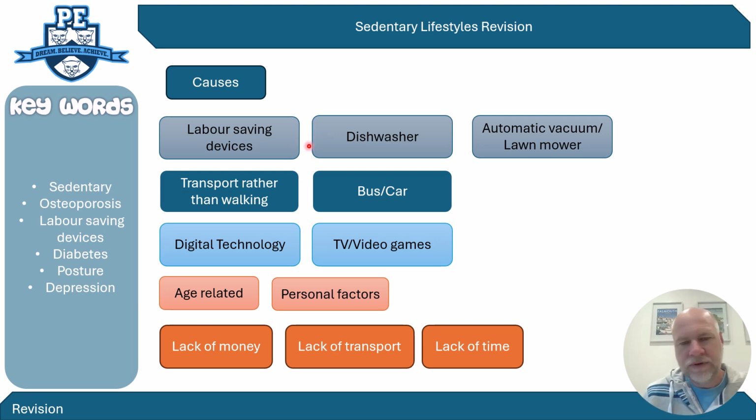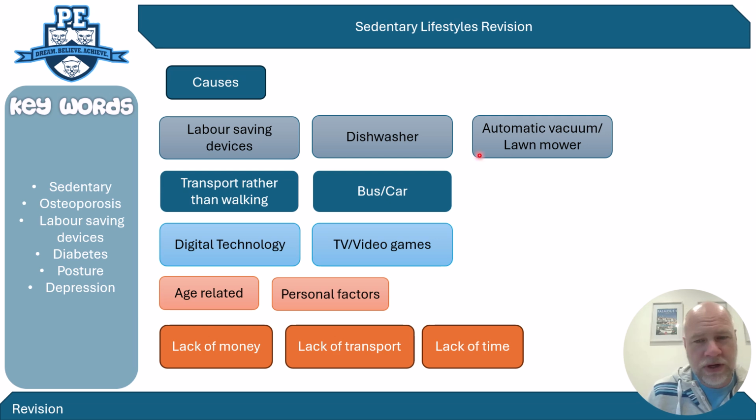But if you are, say, hand washing up, you're going to be burning more calories than if you were just sticking it in the dishwasher. Other things such as automatic lawnmowers, automatic vacuum cleaners are the next steps up with these concepts of labour-saving devices, and what they're doing is they're preventing you burning calories because it does it all for you. So that's one of the main causes of a sedentary lifestyle. So you've got your example, you've got your point here, and then you've got your examples backed up with a specific example.